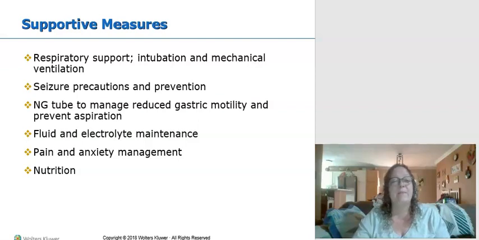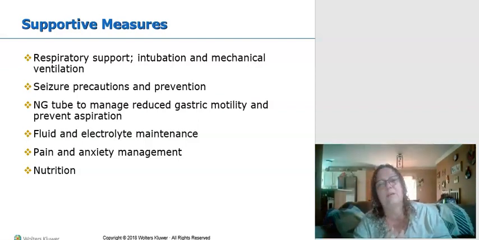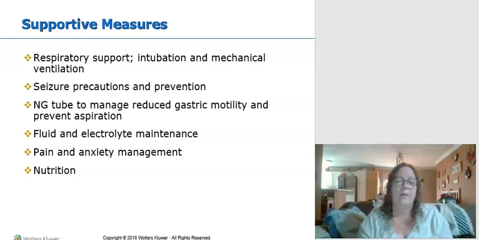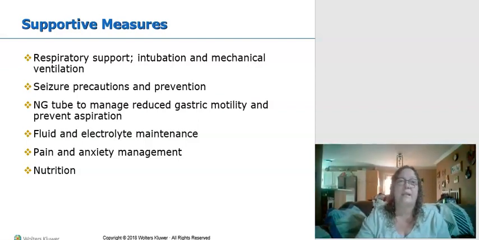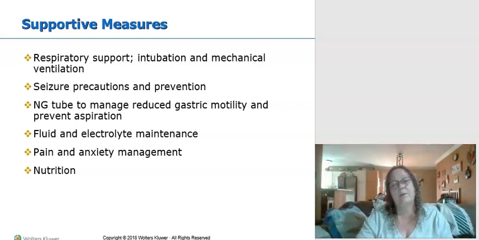Again, some of the supportive measures for patients with a head injury. They may need respiratory support, including intubation and mechanical ventilation, and we've talked about that. Seizure precautions and prevention: any patient with a head injury is at risk for seizures. So you'll have the seizure pads, and they may give prophylactic anticonvulsant medication if necessary. We don't want to sedate patients, so we don't want to go with Versed or Ativan for preventing seizures, because it'll affect our ability to perform our neurological exams, right?